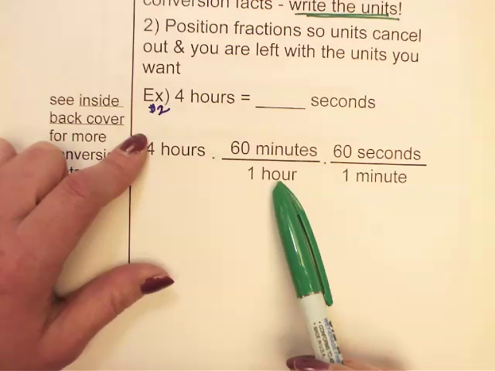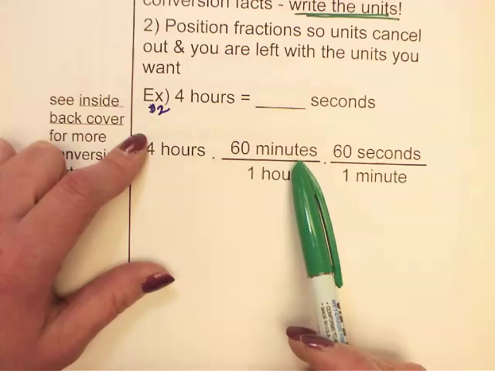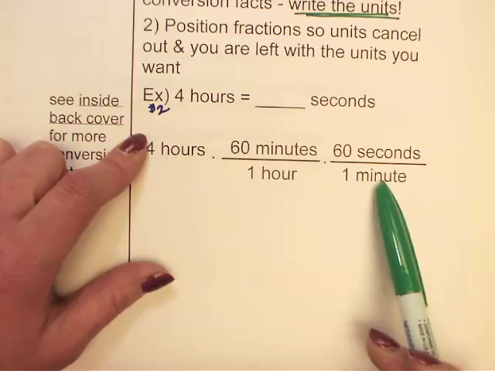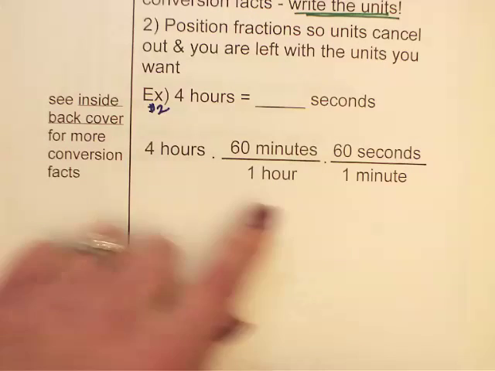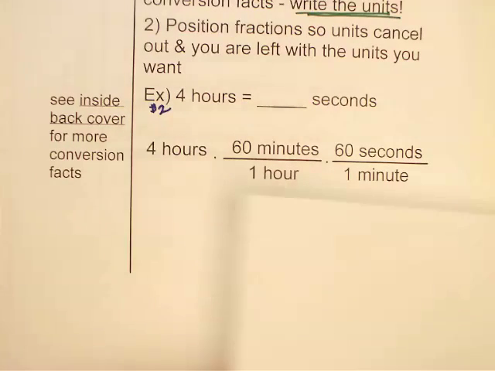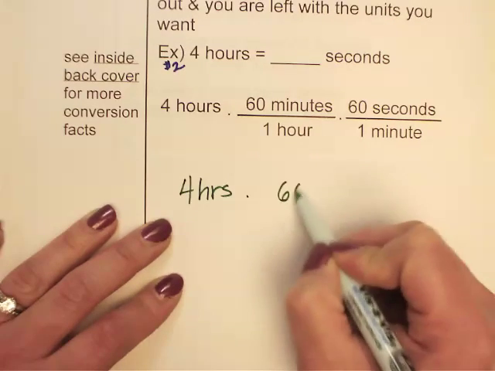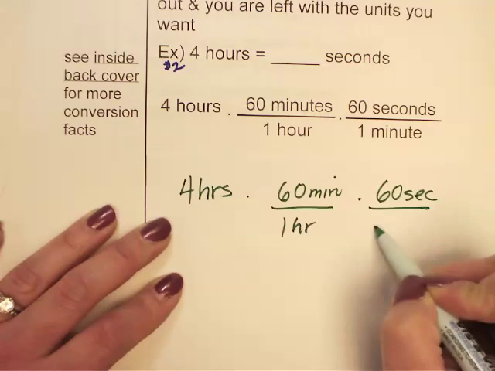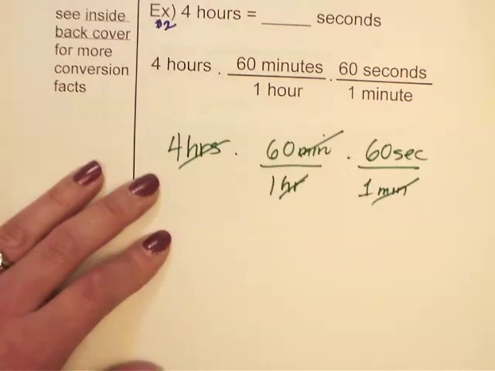Then I need to take my minutes to convert them into seconds. So what do I know about minutes and seconds? I know that 1 minute is 60 seconds. And I also positioned this so that the minutes will cancel out. Now, once all of those cancel out, I am left with exactly what I want. And that would be the seconds are left over. So I would have 4 hours, times 60 minutes over 1 hour, times 60 seconds over 1 minute. The hour cancels with the hours. The minutes cancel with the minutes. It's exactly what we want.